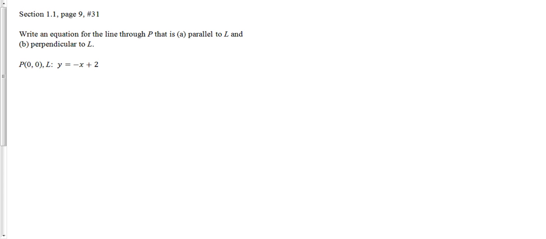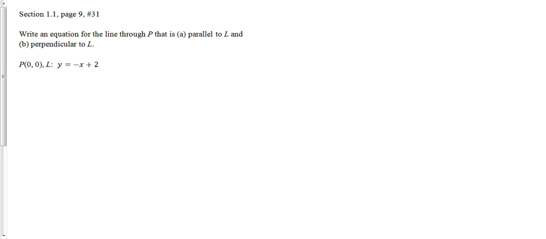We're going to do section 1.1, page 9, number 31, which reads, write an equation for the line through P that is A, parallel to L, and B, perpendicular to L. Now for this particular problem, point P is (0, 0), and the line is y equals negative x plus 2.